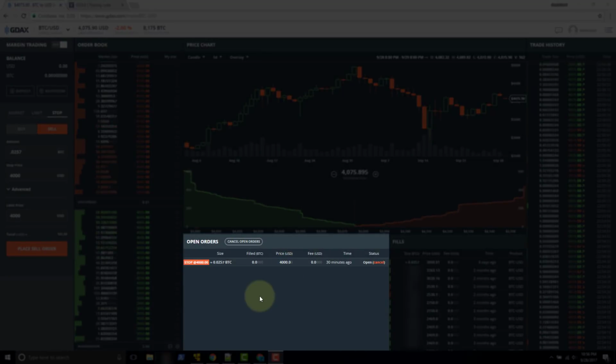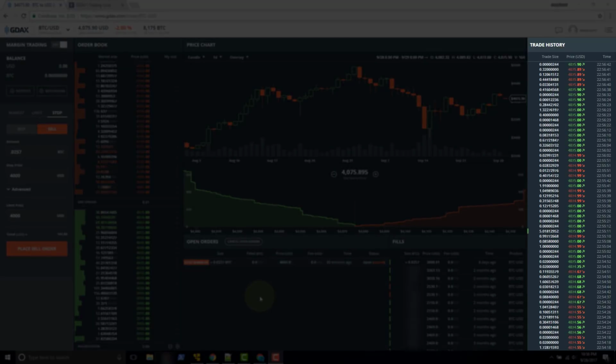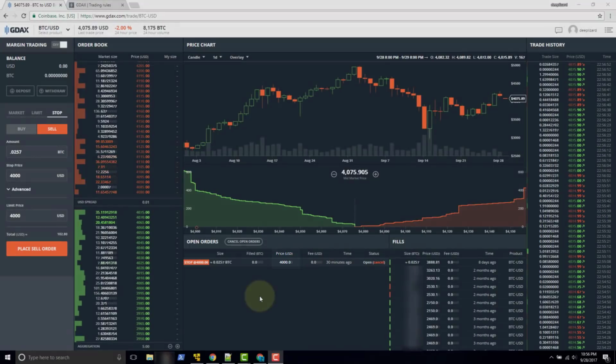Now, what we have just learned is that the actual price that's going to trigger this order is going to be the last trade price. Looking over in the trade history, that is going to be the price. Every time a trade occurs, there's a new last trade price. That's the price that's being monitored. So when that price hits 4,000 or lower, GDAX is going to issue an order for us, our limit order.